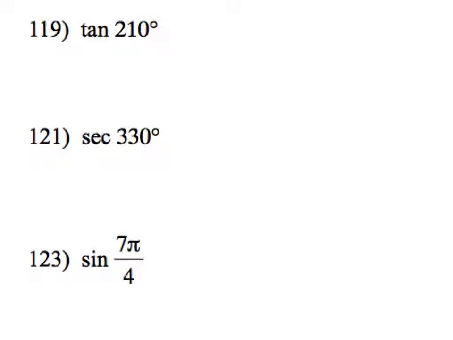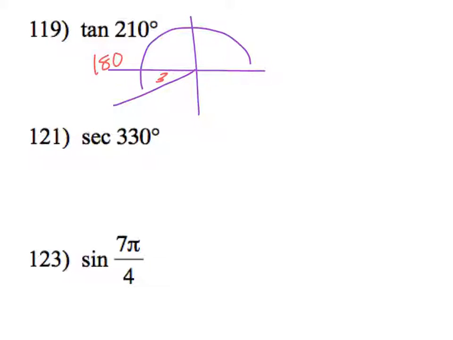So, in terms of unit circle stuff, here's what I suggest. 1, figure out the triangle. So, for example, for tangent of 210 degrees. Okay, well 210 is going to be here. And if that's 180, that's 30 more. Okay, so I'm going to draw a triangle. That's a 30, 60, 90.